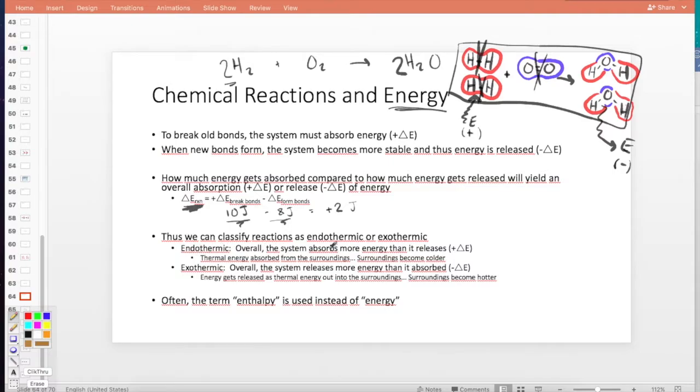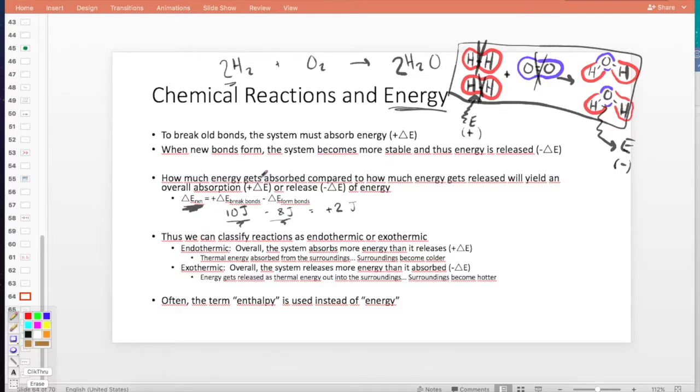Overall, the system absorbed more energy than it released. Positive delta E. The system must gain more energy to break the old bonds compared to the amount of energy it lost to form the new ones. The energy change of the reaction is positive. Positive delta E, we call that endothermic. The system had to absorb more energy than it released.